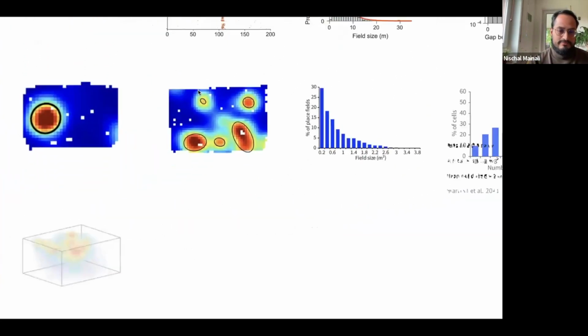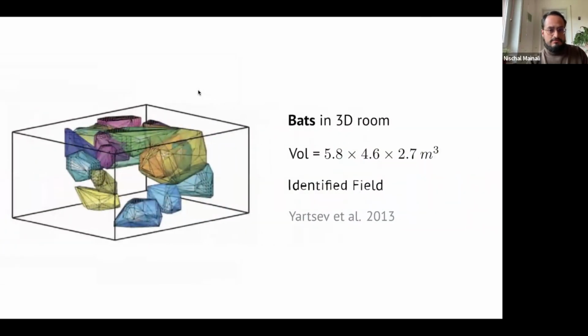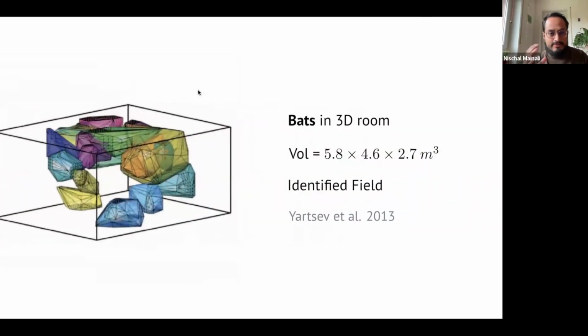Finally, we have 3D measurements. There's only one environment size, so we can't contrast small to big, but here we generally don't have recordings from 3D volumetric environments, so we can think of this as an extension to the classical environment. And this is the kind of firing rate cloud you see of a firing field of a given place cell. And one can try to segment them into different place fields and so on.